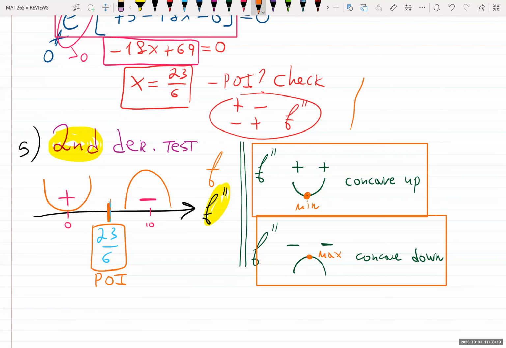Answer 3 asks about intervals of concavity. And you can write down that the original function is concave up on minus infinity to 23/6, and concave down on 23/6 to plus infinity, like so.